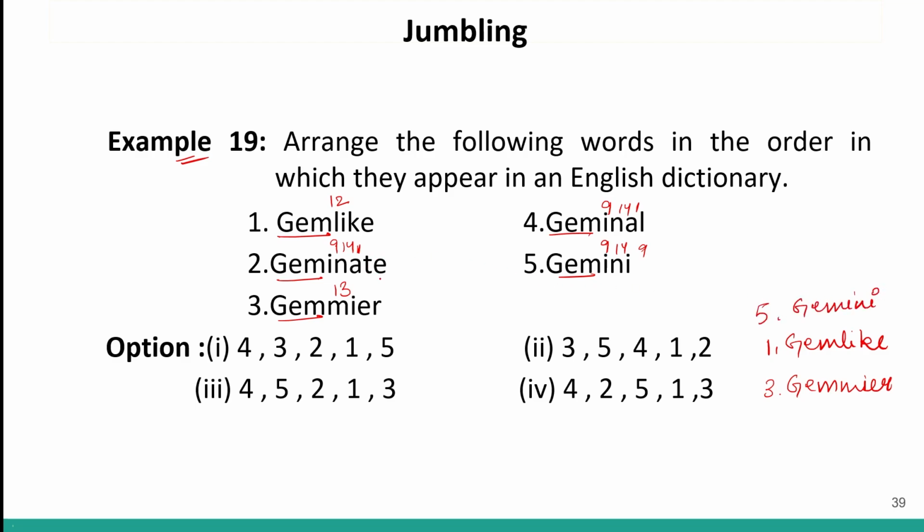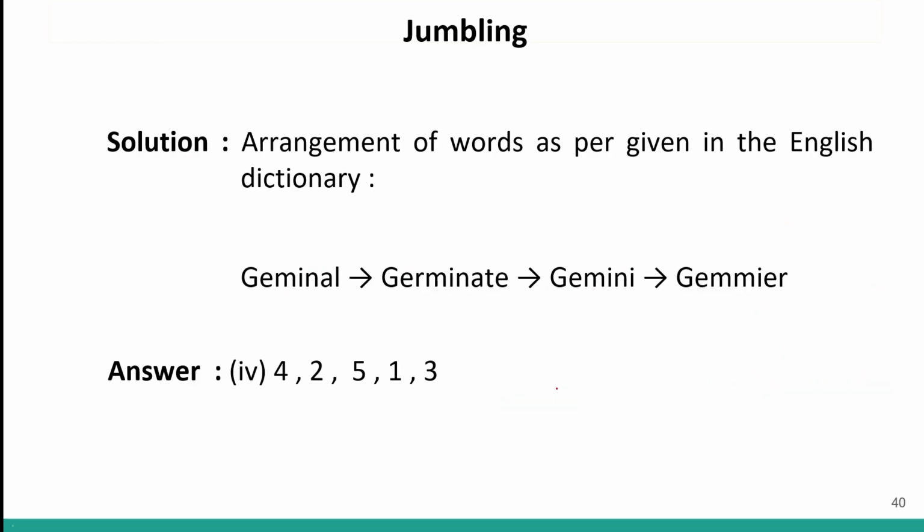Now I have to find between second and fourth. Move on to the next letter. L is positioned at 12. Similarly, T is positioned at 20. So my first will be the fourth, which is geminal, and then I'll get the second, which is geminate. So my correct sequence is 42513, which is option number 4. So option number 4 will be the correct sequence.